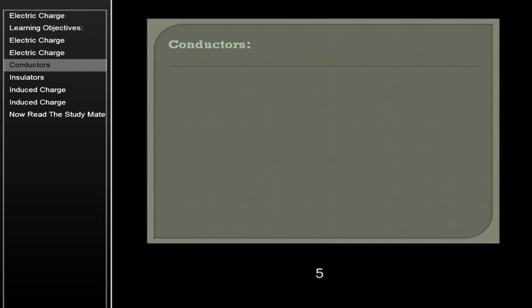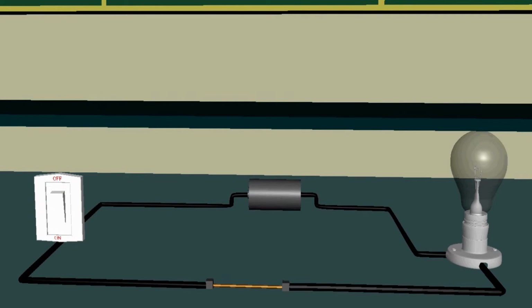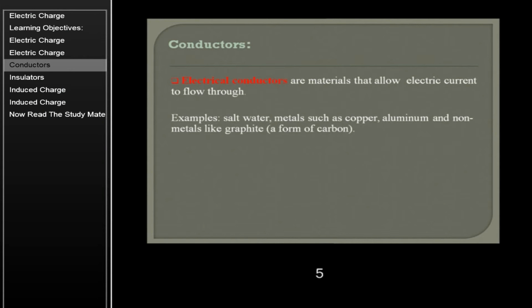Electrical conductors. Some substances readily allow passage of electricity through them, others do not. Those which allow passage of electricity through them easily are called conductors. Any conductor will have electric charges, that is, electrons that are comparatively free to move inside the material. Examples of conductors are salt water, metals such as copper and aluminum, and non-metals like graphite. You can see these conductors in the figures.